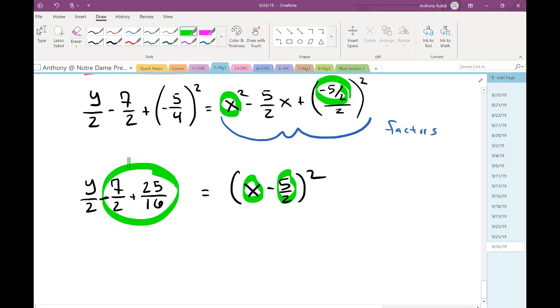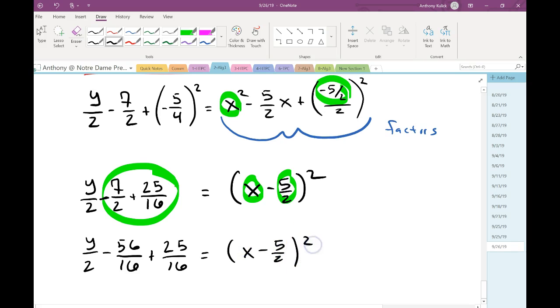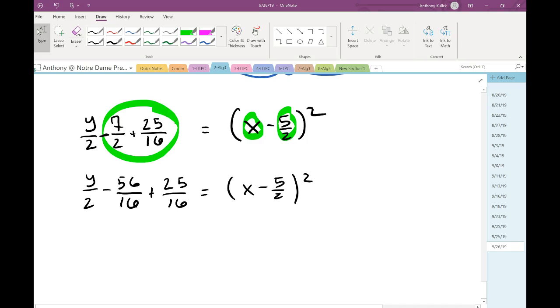It's 16, right? So what do I have to do to the 7 over 2? Multiply it by 8 over 8. 8 times 7 is 56. 2 times 8 is 16. So when I finish adding those two fractions, I get minus 31 over 16.